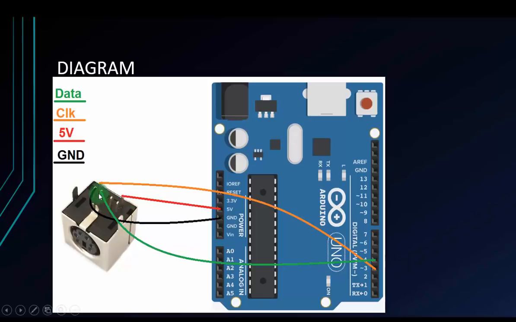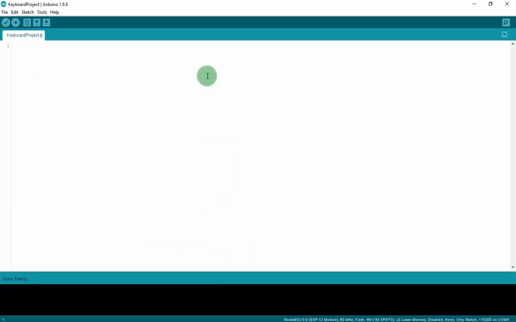And the last one is green. This is the data. We have to connect it to pin 4 or any pin you want. But remember, the clock pin we have to connect to an interrupt pin of the Arduino. Okay, remember that. Before connecting the diagram, we will code.